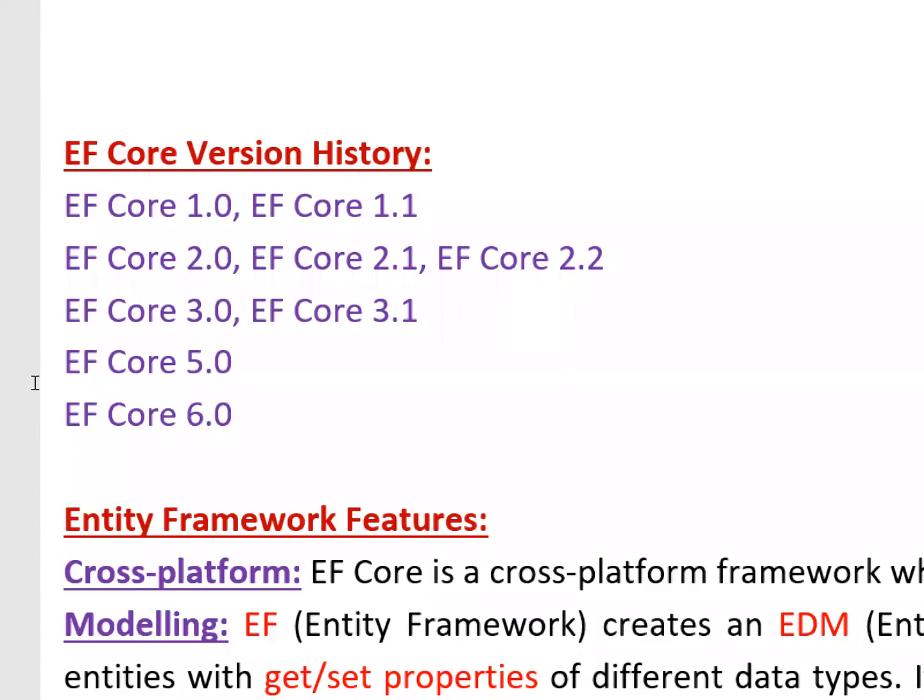What is the latest version of .NET Core? .NET Core 6.0, no? ASP.NET Core is also 6.0 only. Entity Framework Core is also 6.0 only. If tomorrow 7.0 comes, all three will change. Runtime also will change, ASP.NET also will change, Entity Framework Core also will change. All will change. So we don't require to remember each thing separately.